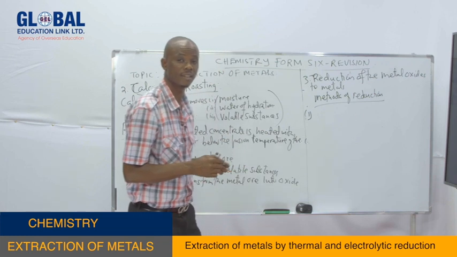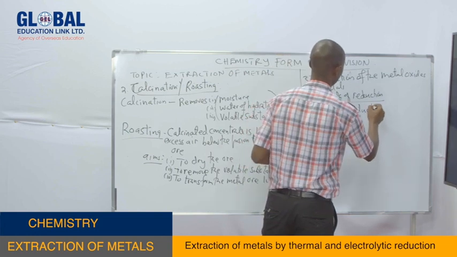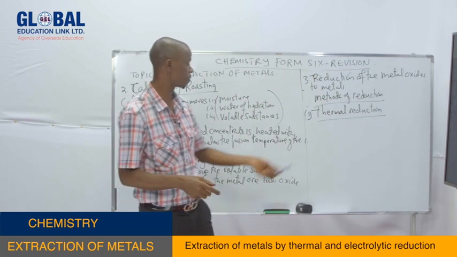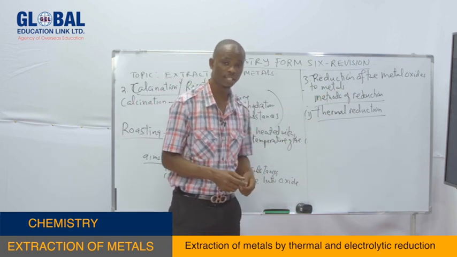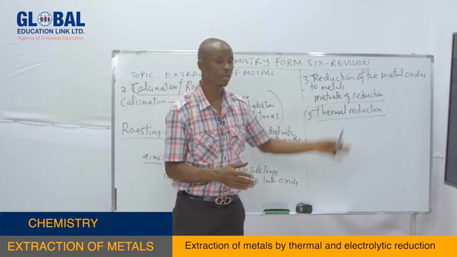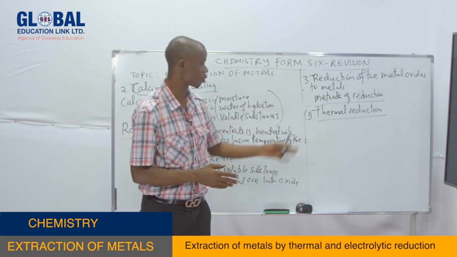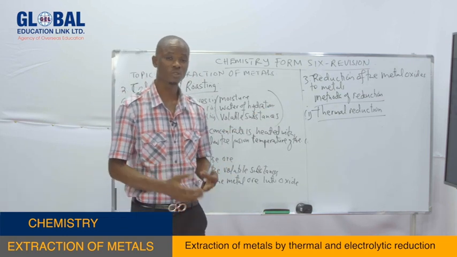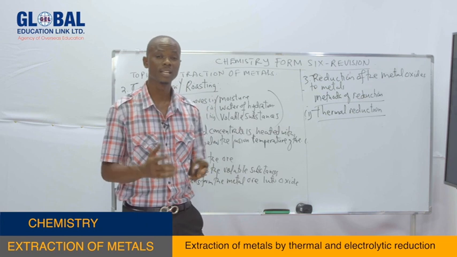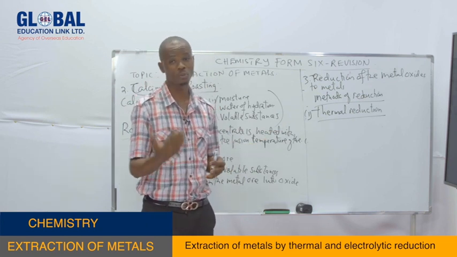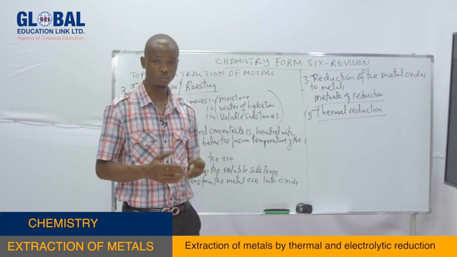The first one is thermal reduction. Just like the word reads itself, thermal means this involves heat. So this method of reduction of the metal oxide involves the oxides of the metals which are found at the bottom of the reactivity series. That means it is concerned with the metals which are less reactive. So what is done here is just heating those oxides into metals. For example, mercury oxide can be heated at a temperature of 300 degrees Celsius to form mercury.